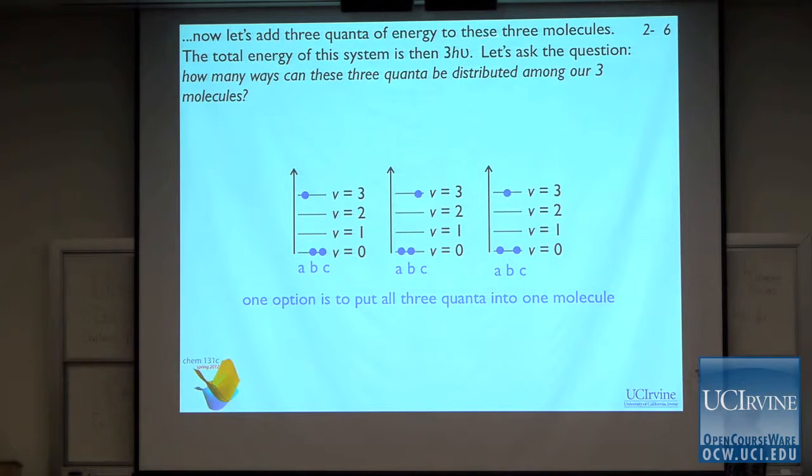Now let's add three quanta of energy to these three molecules. All right? There's three ways to do that. We can put all the energy into molecule A, we can put all the energy into molecule C, or we can put all the energy into molecule B. That's one way to configure the energy: put all the energy into one of the three molecules.